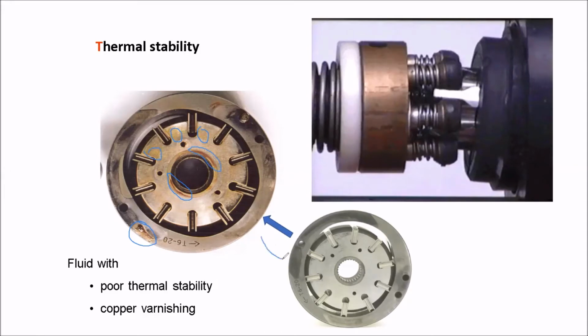Initially the plate was like this. This is the initial pump swash plate. Then after you run with the poor thermal stability oil, it becomes like this. So you notice what happens when you use a poor thermal stability oil in a hydraulic system.